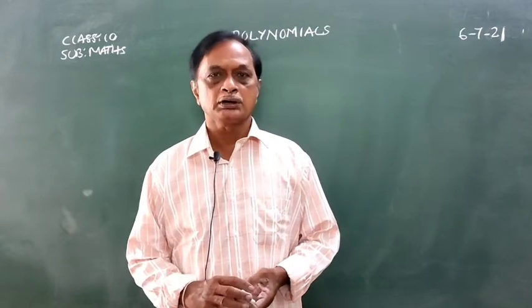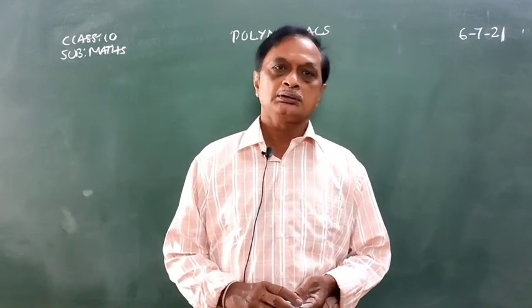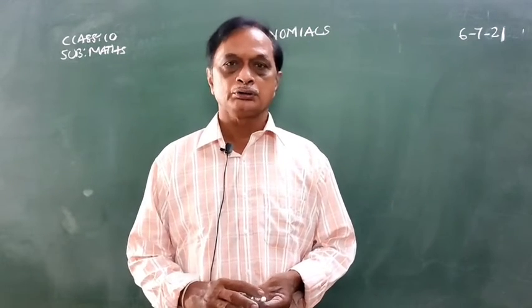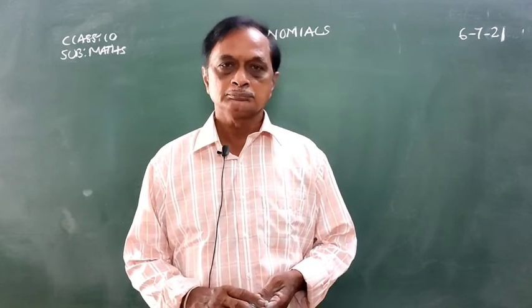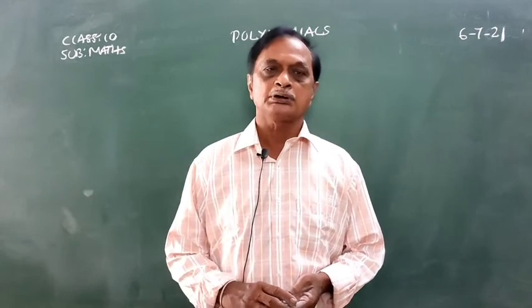Product of the zeros alpha into beta into gamma is given by the formula minus d by a. Sum of the product of the zeros taken two at a time, that is alpha beta plus beta gamma plus alpha gamma, is given by the formula c by a.